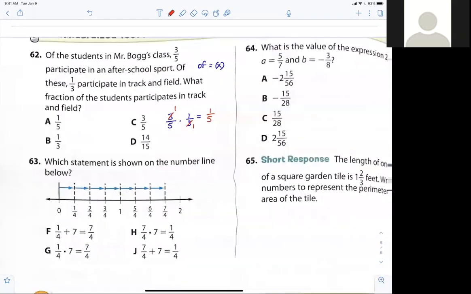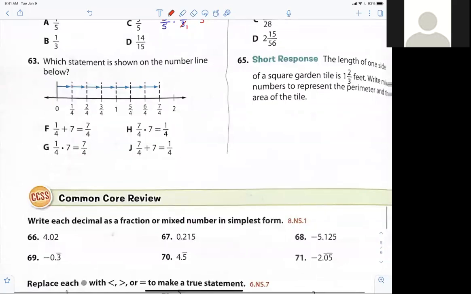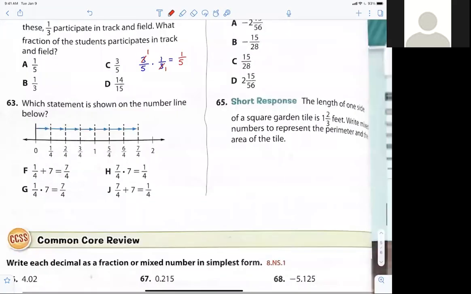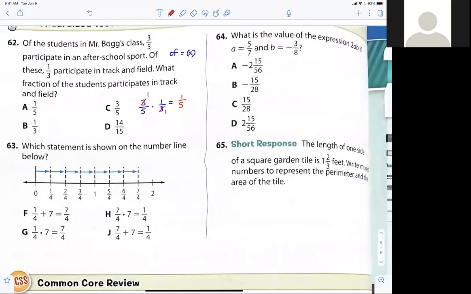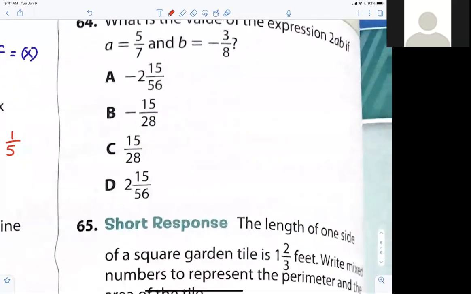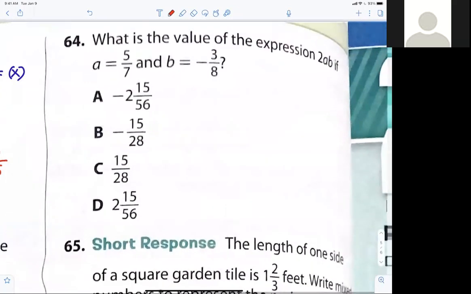All right, so here we go. 63, no, I don't like 63. 64. All right, here we go. Kelvy's going to lead me on this. Now the question, Kelvy, is what is 2AB? So what am I supposed to do with 2AB, Kelvy? 2/1 times 5/7, and then times -3/8. So far, brilliant.